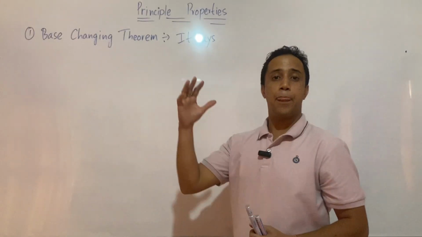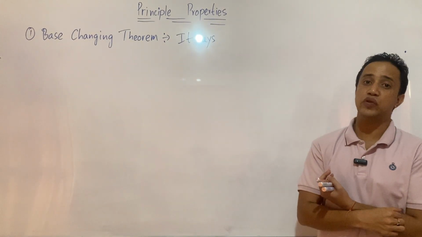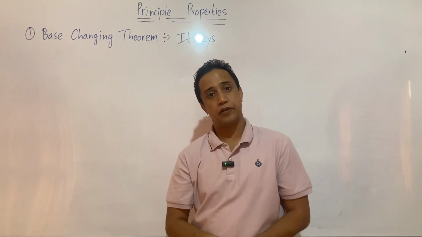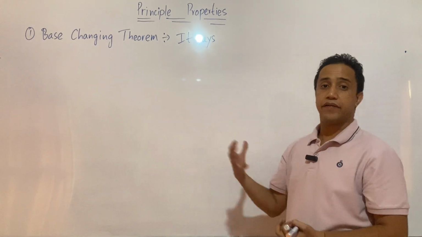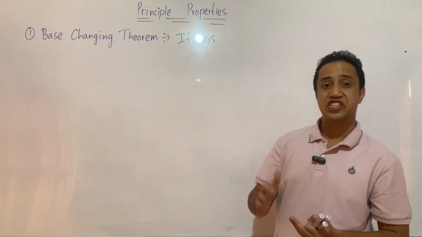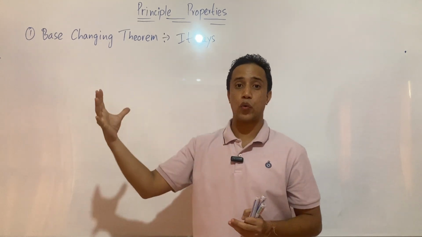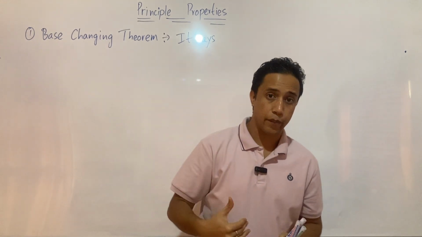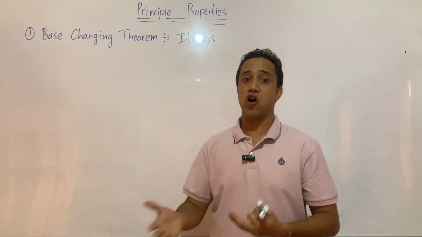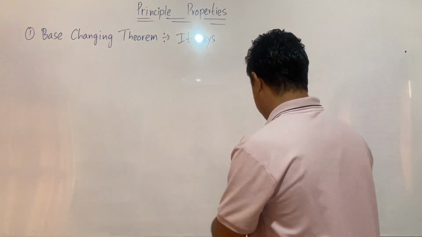It says that the ratio of the logarithm of two numbers is independent of their common base. This is a very, very important property. If you take the ratio of the logarithm of two numbers, it is going to be independent of their common base. So see here what it means.